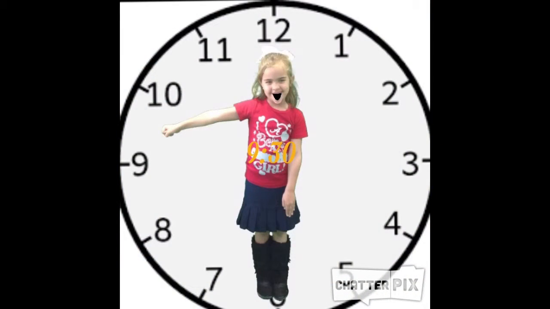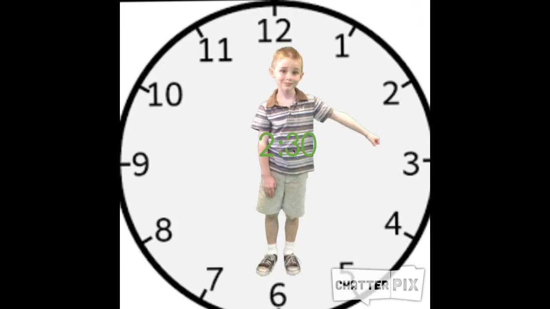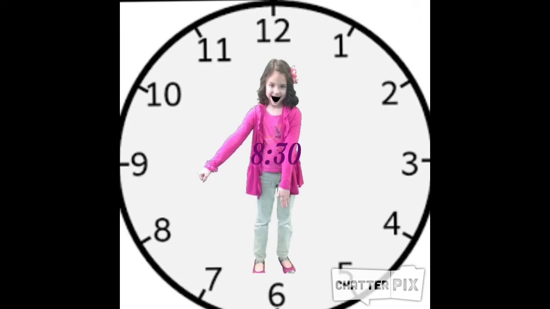Hand is between the 9 and the 10, and the long hand is at the 6, then it is 9:30. If the short hand is between the 11 and the 12, and the long hand is at the 6, then it is 11:30. Well, if the short hand's between the 2 and the 3, and the long hand's at the 6, then it's 2:30. If the short hand's between the 8 and the 9, and the long hand is at the 6, then it's 8:30.